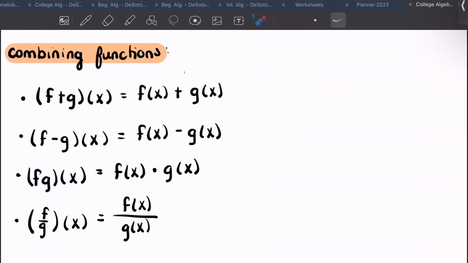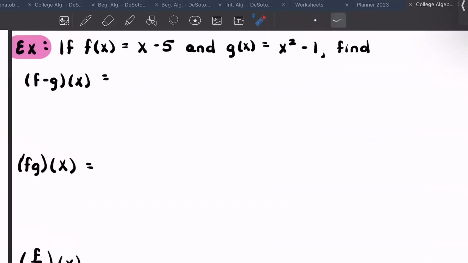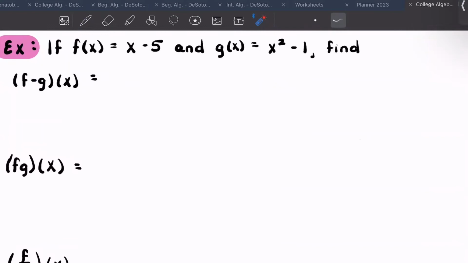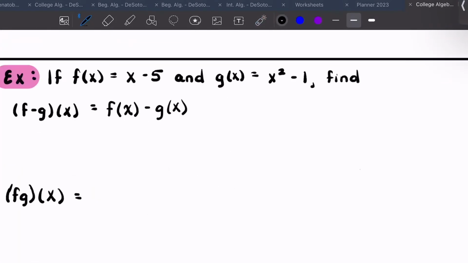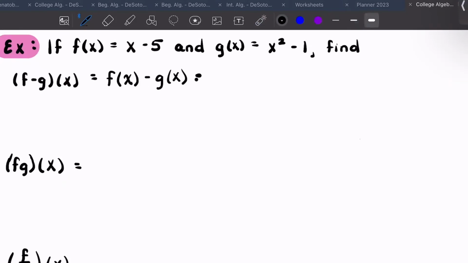You're just going to split them up and do the operation. So if f of x is x minus 5 and g of x is x squared minus 1, then we can find f minus g of x, f times g of x, f divided by g of x. So let's find f minus g of x. So we can say f of x minus g of x. That's what our rules just told us. And so we get f of x is x minus 5 minus g of x is x squared minus 1.